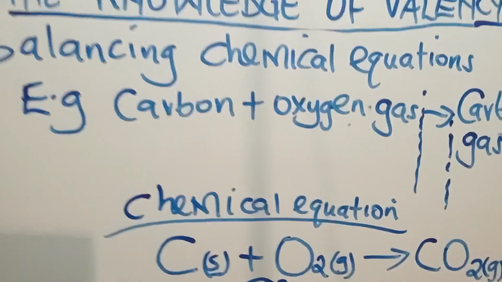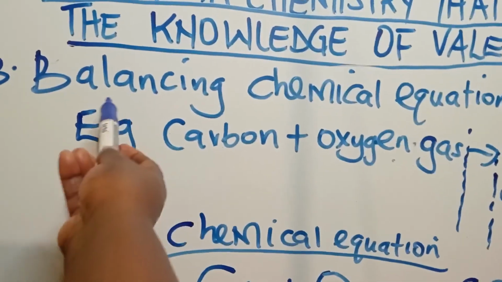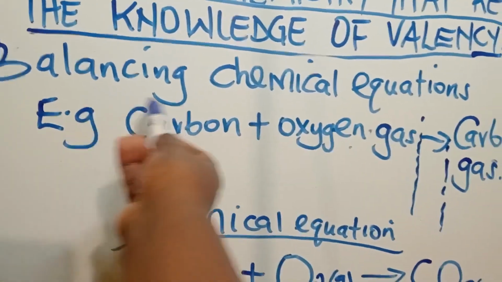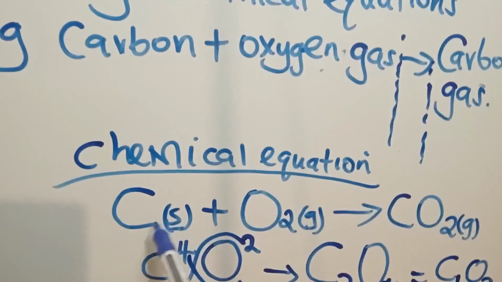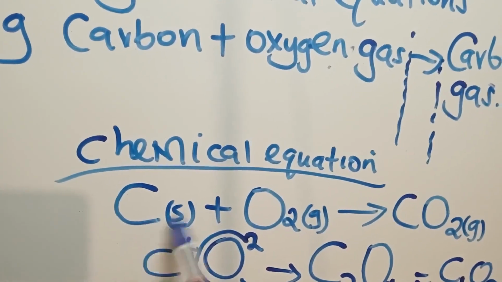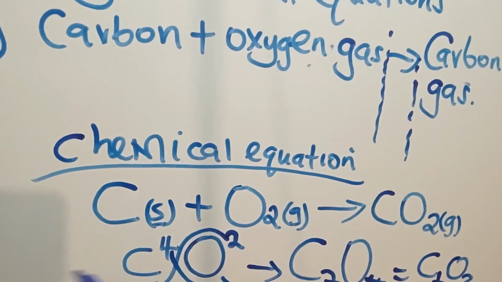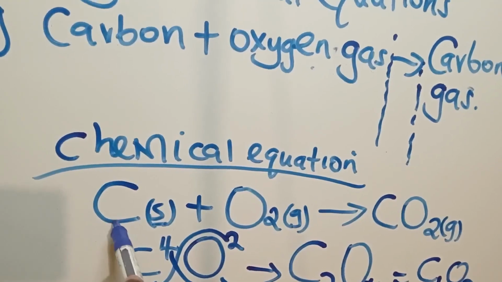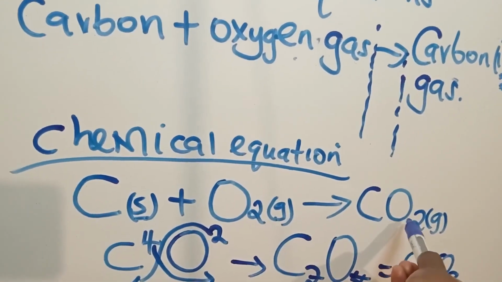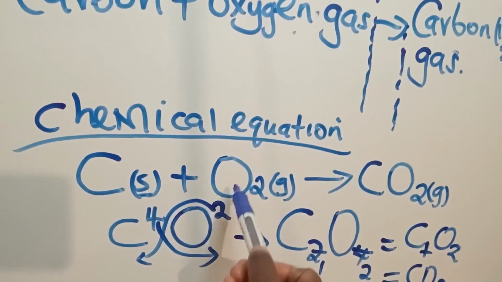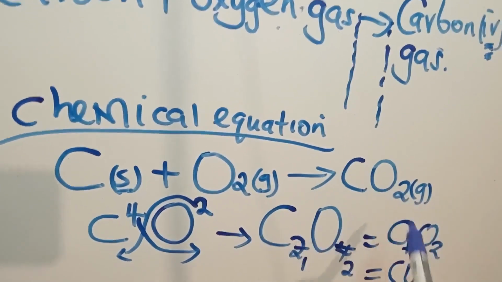And then, because the point was that when you use the knowledge of valency, we are able to balance the chemical equation. We will check to see if each and every element is balanced. So right now this equation is self-balanced. Carbon is 1, carbon is 1 on this side, oxygens are 2, and oxygens are 2.